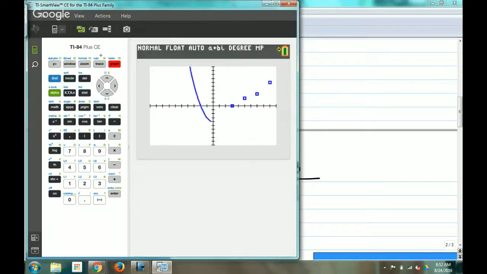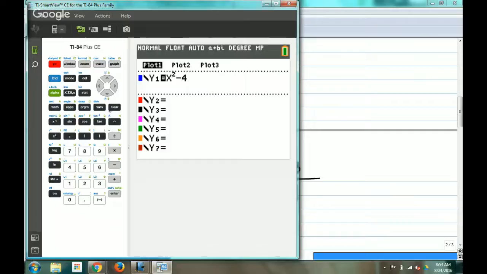And we may not see everything. All right. I've got another equation up there that I need to delete. The next thing we do is going to show you. All right, so I've got an equation up there. I want to delete that off. So I'm going to go to y equals and hit clear right there.